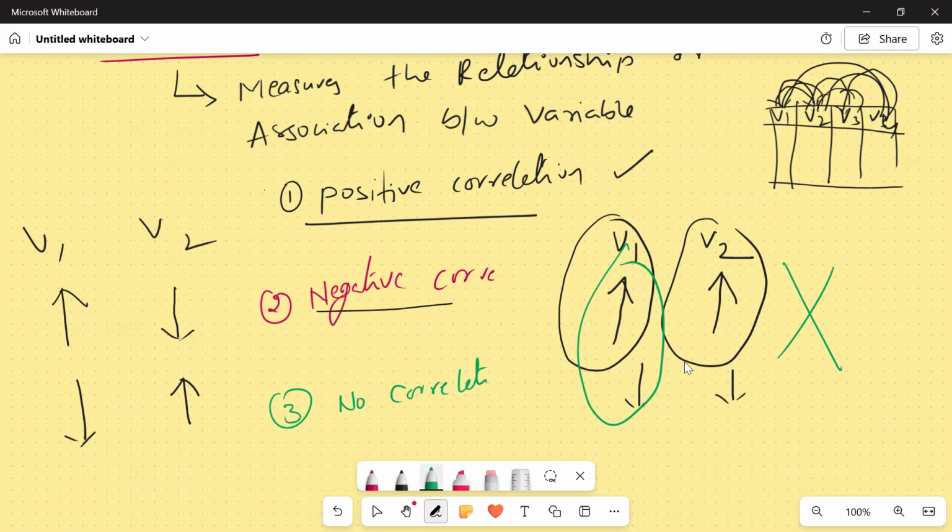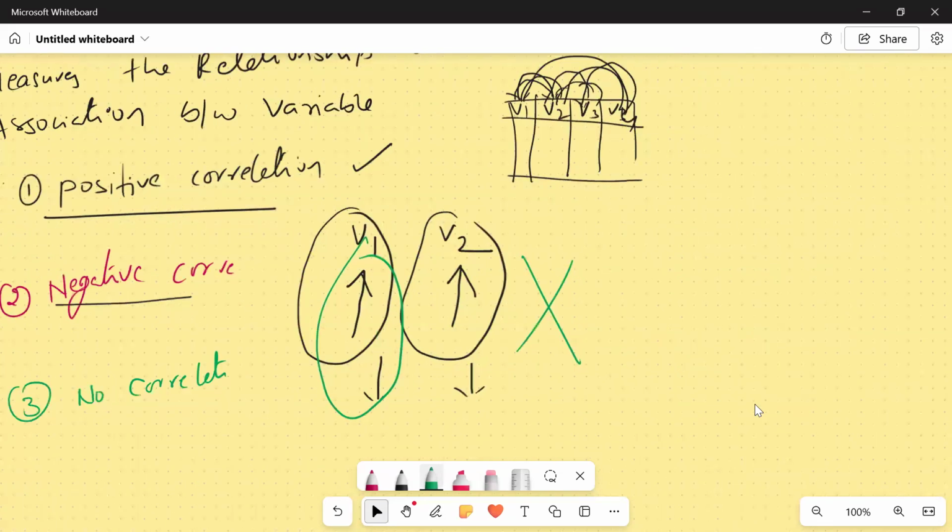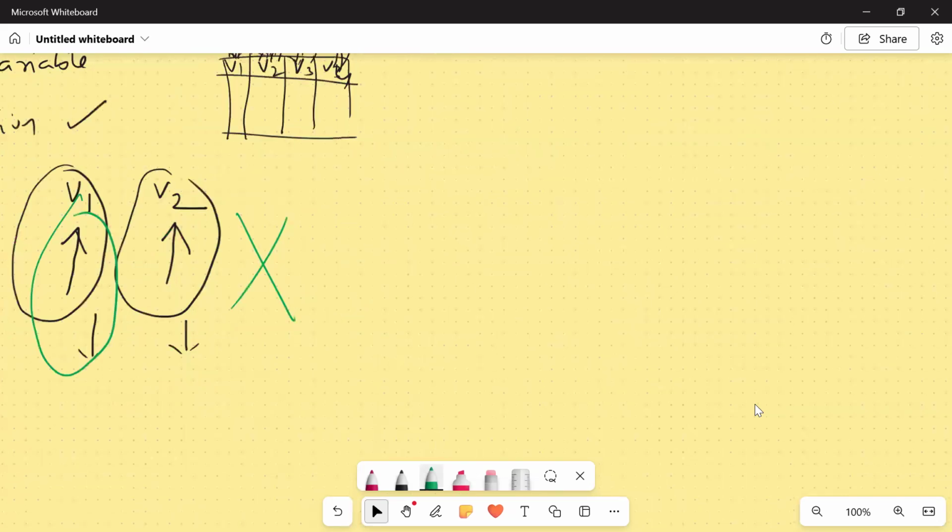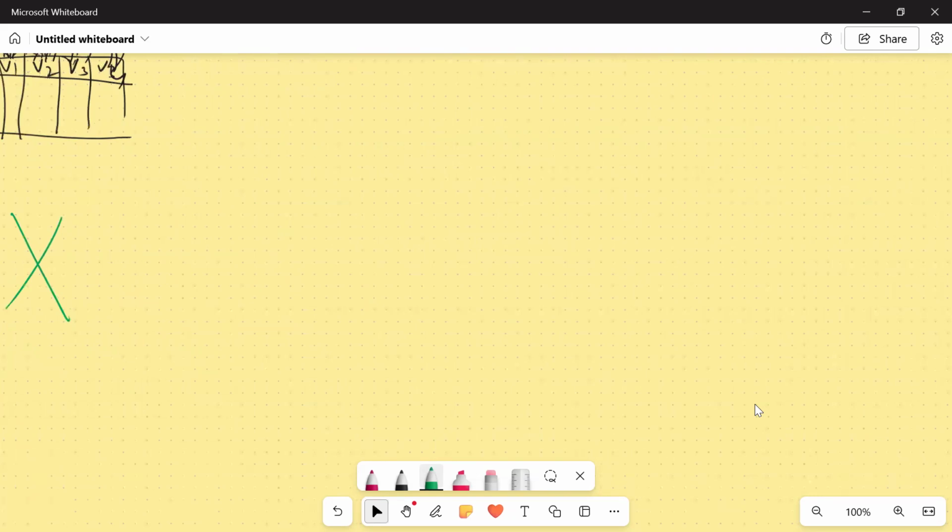Maybe I need some use case where we can relate this. When building machine learning models, for feature selection, that particular scenario, this is the one point where we can use it.